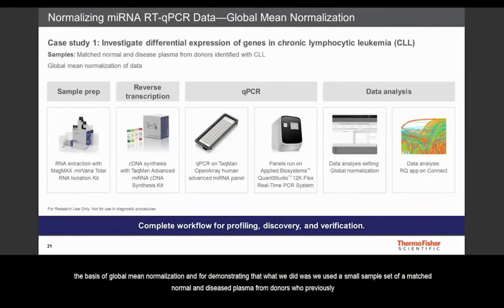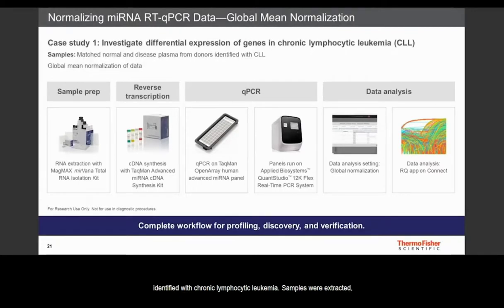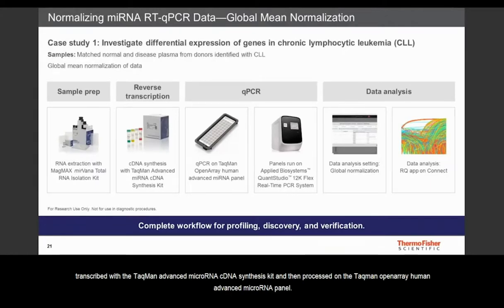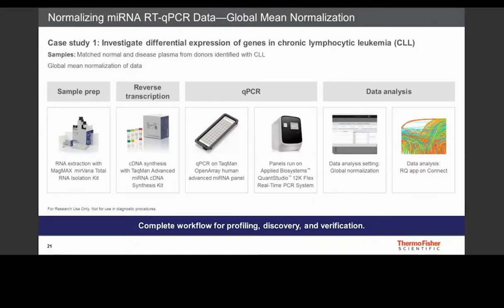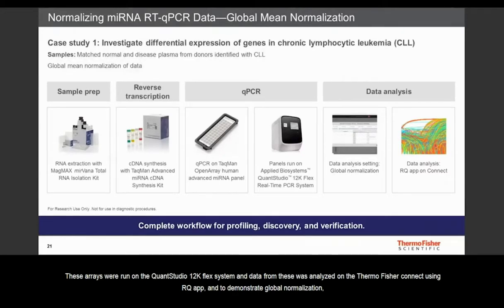And for demonstrating that, what we did was we used a small sample set of matched normal and diseased plasma from donors who were previously identified with chronic lymphocytic leukemia. Samples were stored and extracted as described by Emily in the few earlier slides. They were reverse transcribed with the TaqMan Advanced MicroRNA cDNA Synthesis Kit and then processed on the TaqMan OpenArray Human Advanced MicroRNA Panel. These arrays were run on the QuantStudio 12K Flex system, and data from these was analyzed on the ThermoFisher Connect using our Q app. And to demonstrate global normalization, we used global normalization as the option for data analysis.